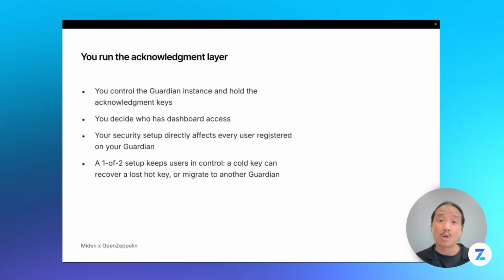Now, as an operator, you're running that acknowledgement layer. You control the Guardian instance, you hold the acknowledgement keys, and you decide who has dashboard access. Your security setup directly affects every user registered on your Guardian. Now that we've outlined a high-level framework of everything, let's look more into the Guardian stack.